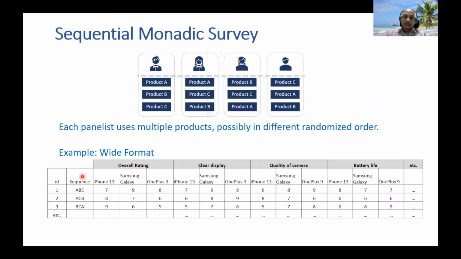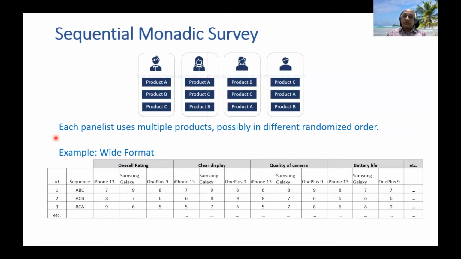There is another kind of survey called sequential monadic survey. The sequential monadic survey is like when each panelist uses multiple products. In this example, each panelist is using 3 products, but in different randomized order. This survey design is popular because A, it requires smaller sample sizes, making the study more affordable. B, it has faster fielding time. And C, it improves comparison between concepts.